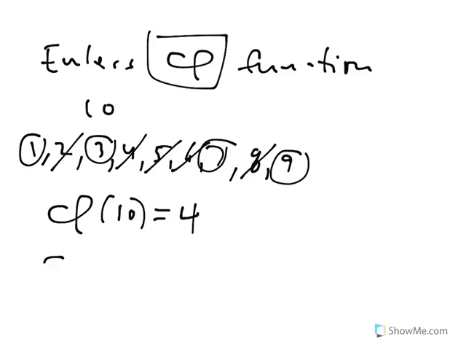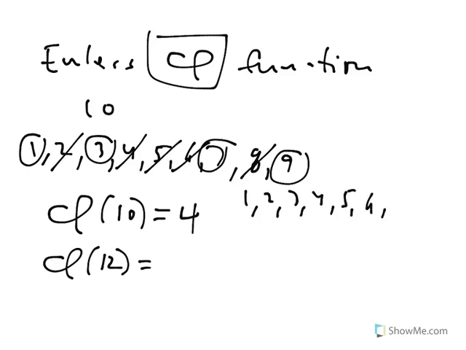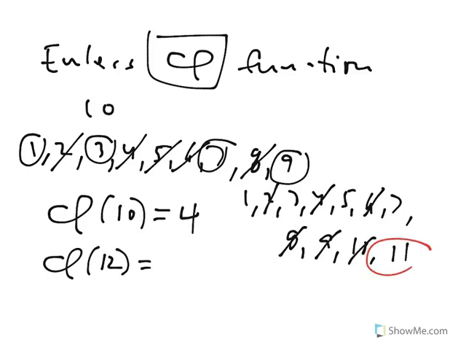For another number, if I want to know, what's phi of 12, for example, I could list out 1, 2, 3, 4, 5, 6, 7, 8, 9, 10, 11. Start crossing out. This has a 2 in it, this has a 2 in it, this has a 2 and a 3 in it, this has a 2 in it, this has a 3 in it, this has a 2 in it. Not much left. 11, 7, 5, 3, 1. Oops, that 3 is actually not there either. So there are only 4 left.